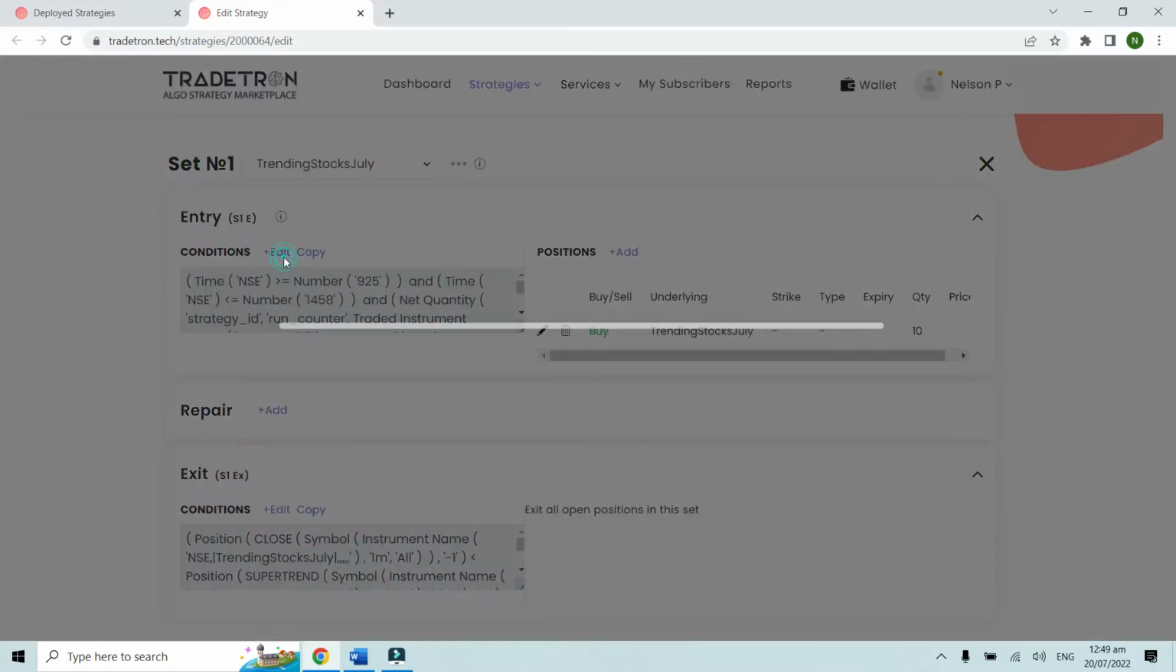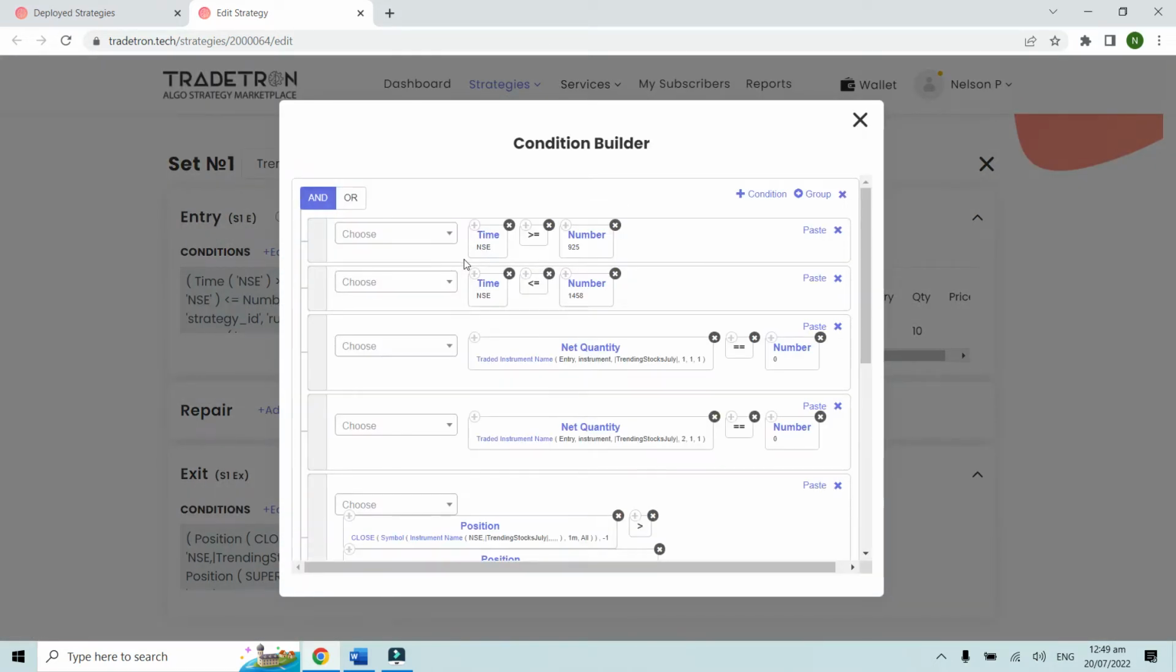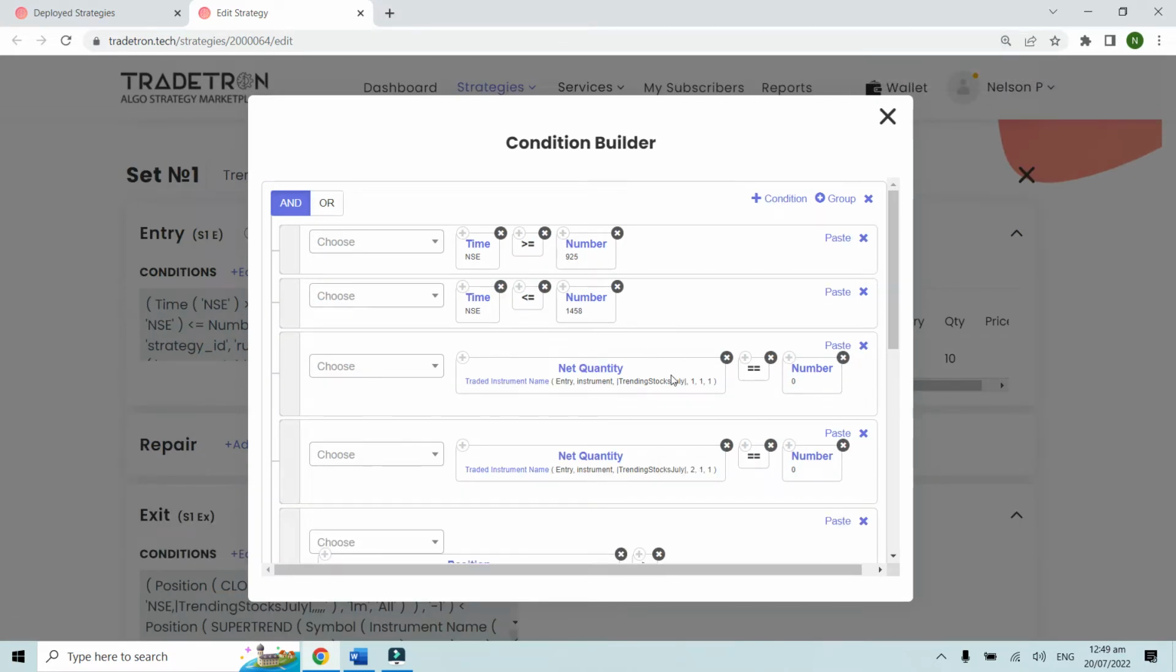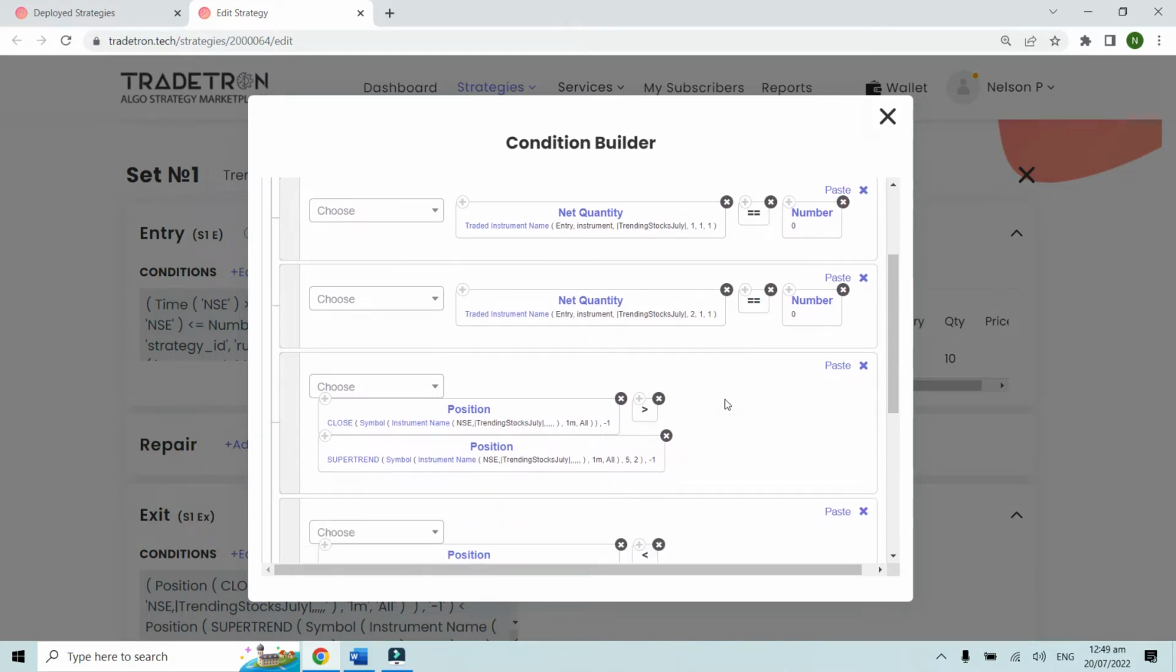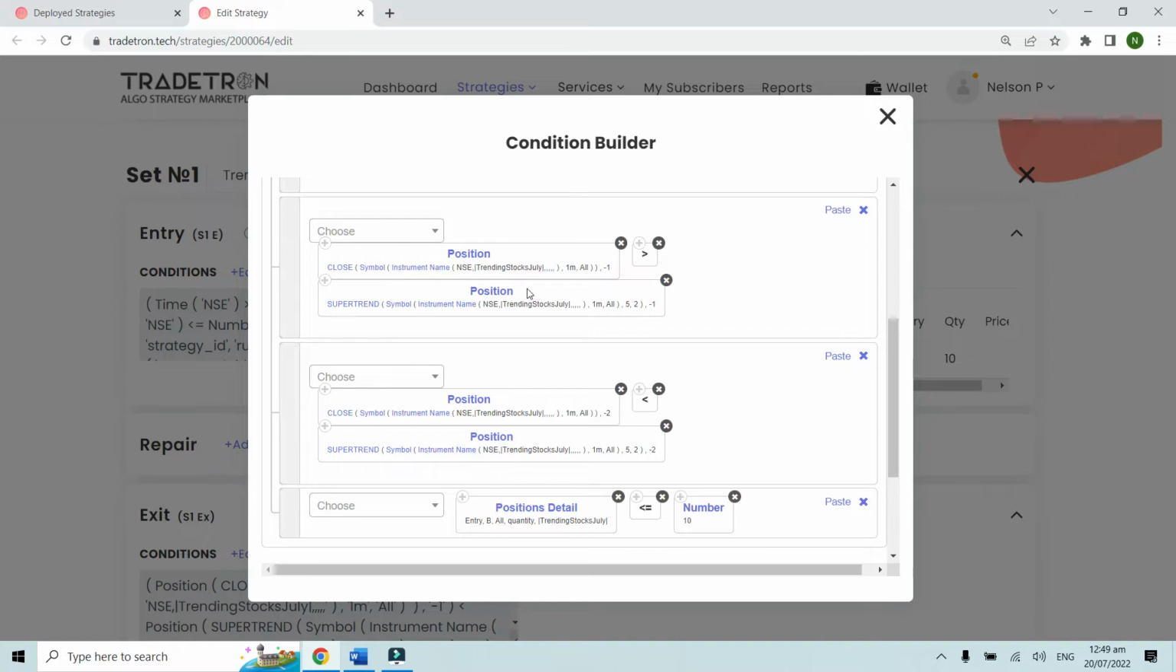So set number one: the entry is similar to the other strategies, where we are using a time constraint that it should trade between 9:25 and 14:58, and the net quantity of set number one as well as set number two should be 0. It's a simple super trend crossover where we check that the close is greater than the super trend of the previous 1 minute candle on a 5-2 parameter, and the previous to previous candle is lower than the super trend. That is an upside crossover on the list of trending stocks July list.